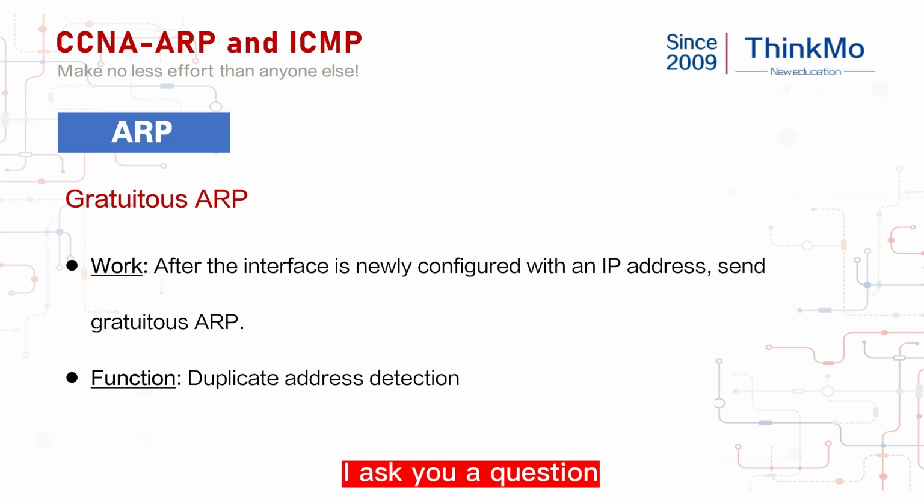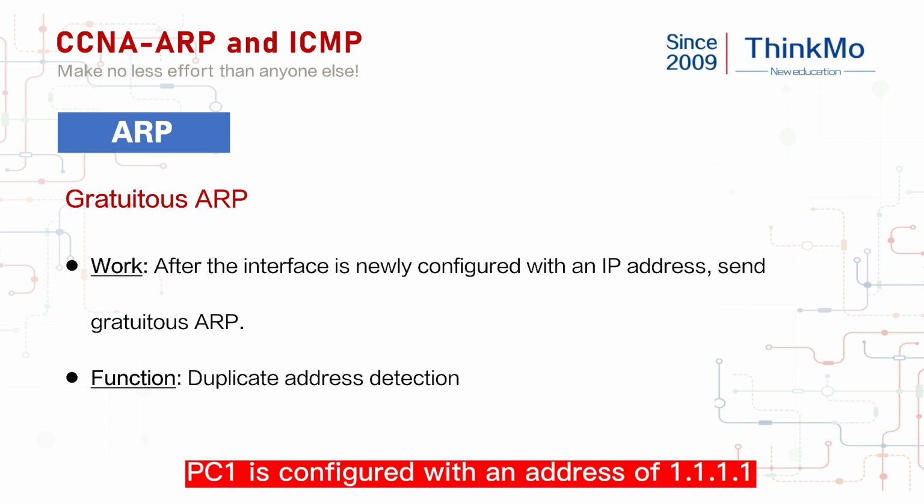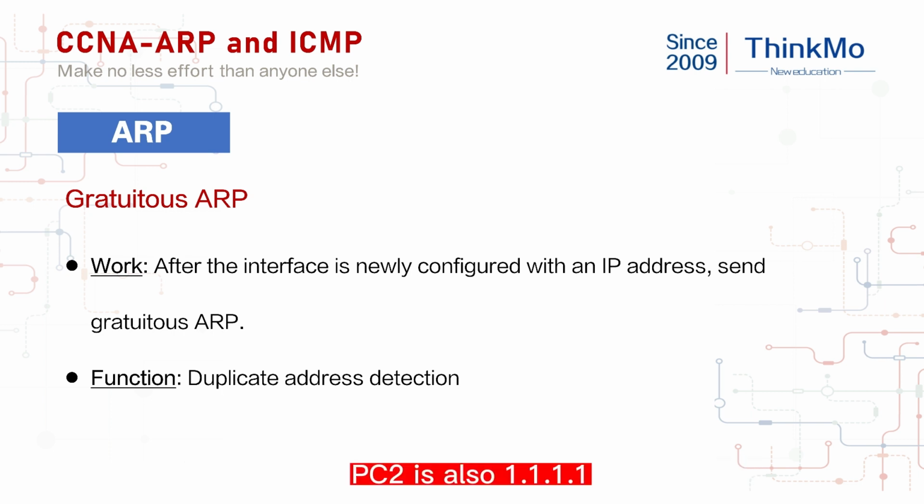I ask you a question. If the PC sends a data packet now, the destination IP is itself. The target IP is also itself. Now the peer has received it. For example, PC1 sends a data packet to PC2. PC1 is configured with an address of 1.1.1.1. PC2 is also 1.1.1.1. After PC1 is configured, outbound packets PC2 received need to reply to PC1.